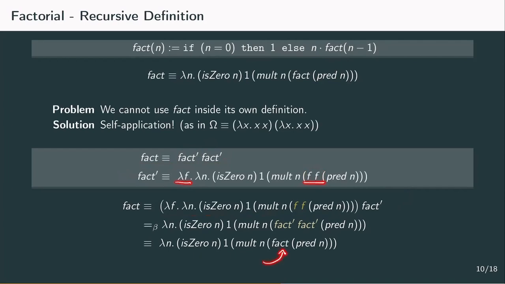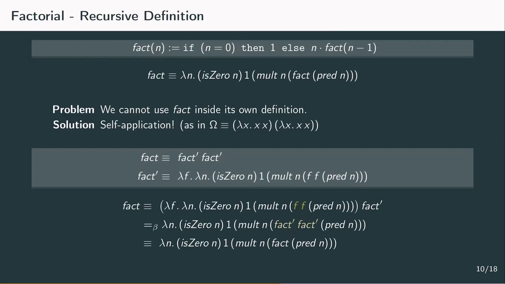If one now applied fact prime to itself, this f applied to f reduces to fact prime applied to fact prime, which is fact by definition. Therefore, with the help of self-application, we got rid of the problem of self-reference, which can result in infinitely long lambda terms, which are not part of the calculus.